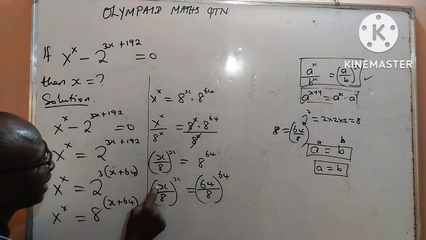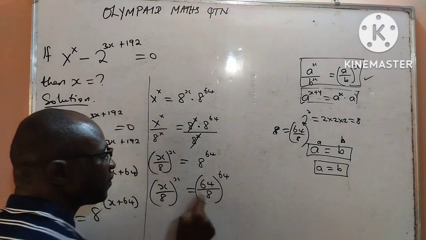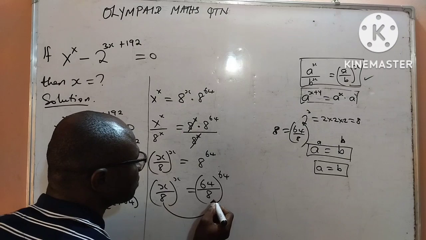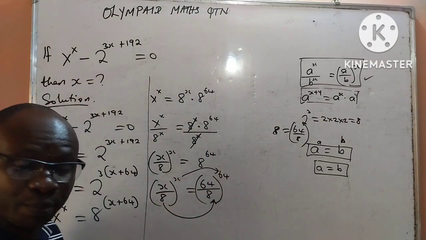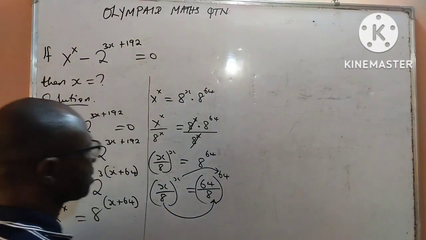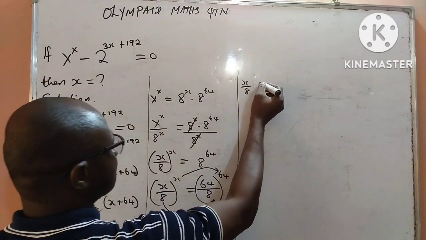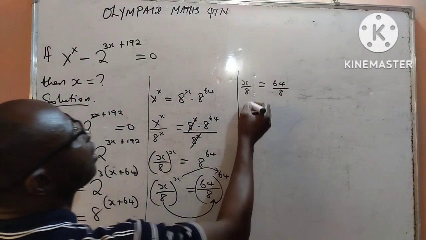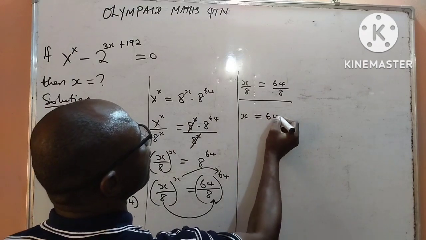Or x over 8 is equal to 64 over 8. We can now say that this base is equal to this base and the power is equal to the power. So whichever way you put it, both of them are comparable and the same. Taking the base to evaluate, it will be x over 8 equal to 64 over 8. Or you take the power, which is x, directly equal to 64.